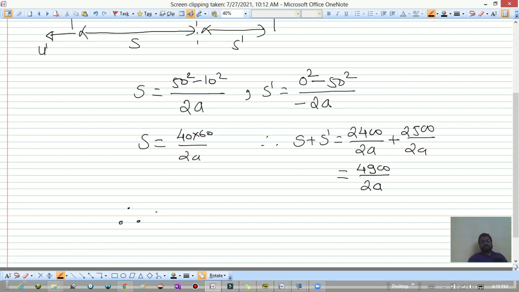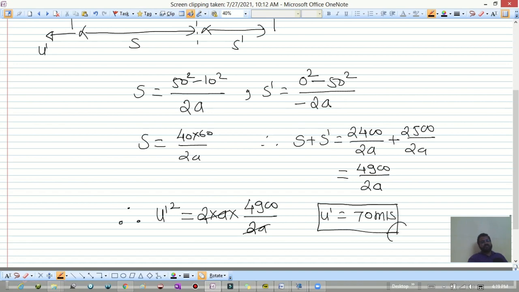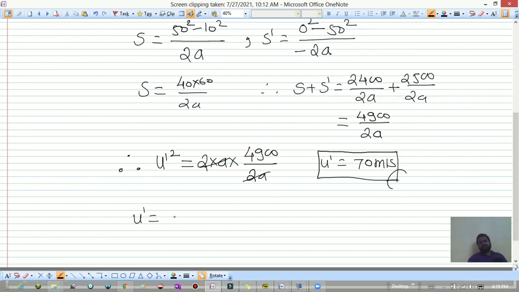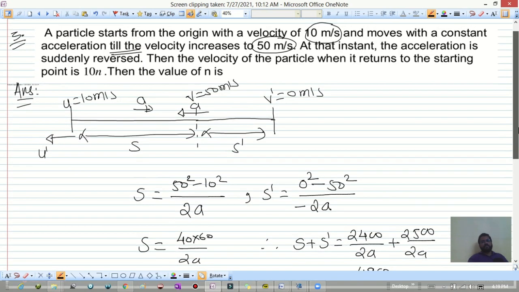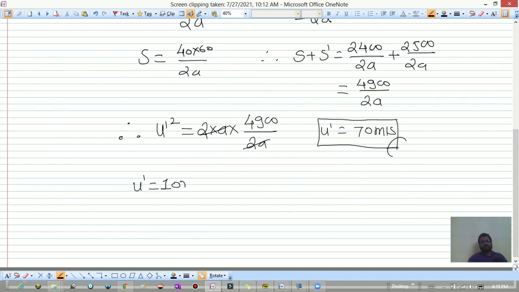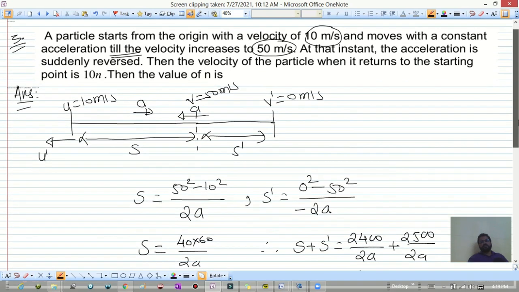Therefore final velocity, that is u dash squared, is equal to initial velocity 0 plus 2 into a into s, which is 4900 divided by 2a. So 2a cancels. What is u dash? U dash we have is 70 meters per second. Now this u dash is 70 meters per second, indicating what? U dash is equal to 10n, as they gave, and that is equal to 70. So n we have is 7. So I hope this is clear. So the n value we have over here is 7.